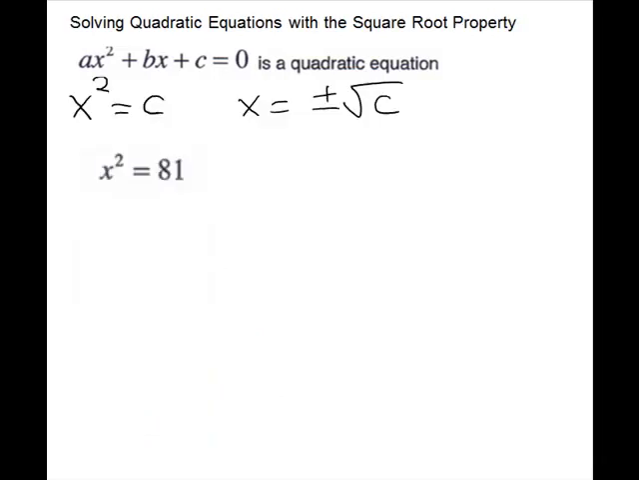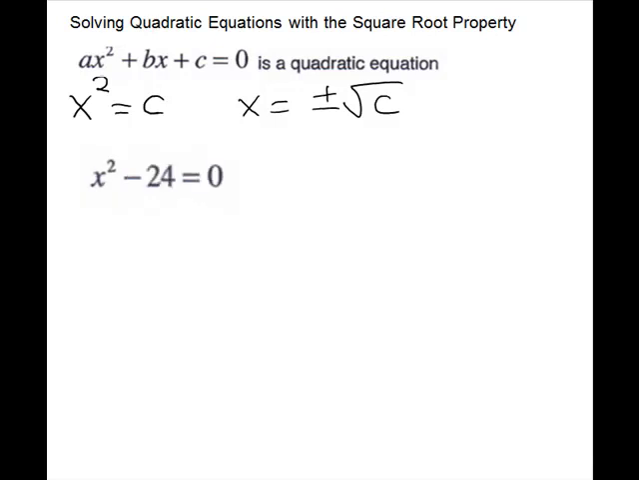Let's look at another problem. So our next one, we have x squared equals 81. It's a quadratic equation. We have an equals, we have an exponent of 2. We have x squared equals some constant. So x will equal plus or minus square root of 81. 81 is a perfect square. The square root of 81 is 9.